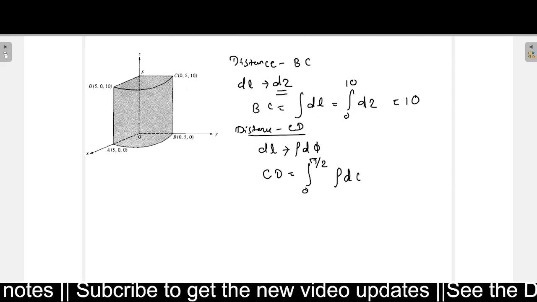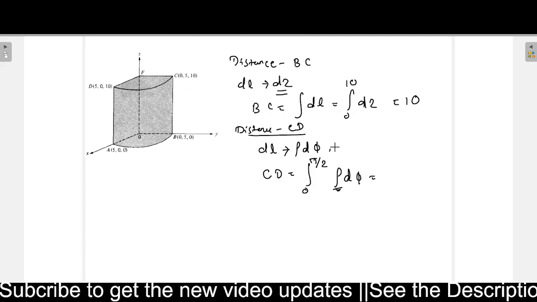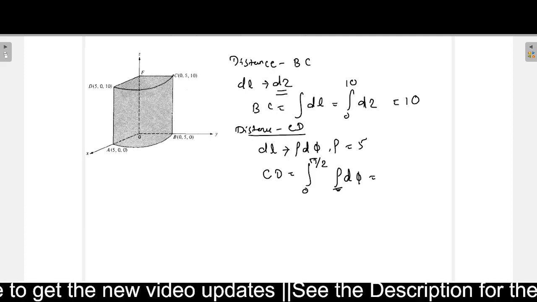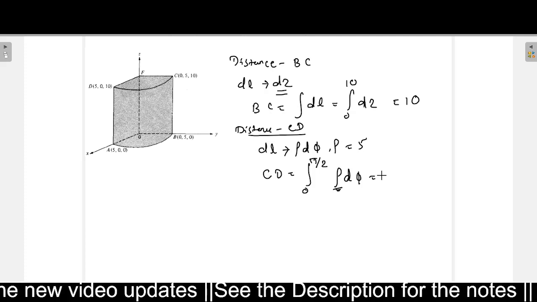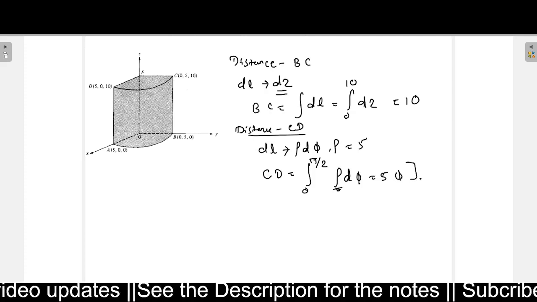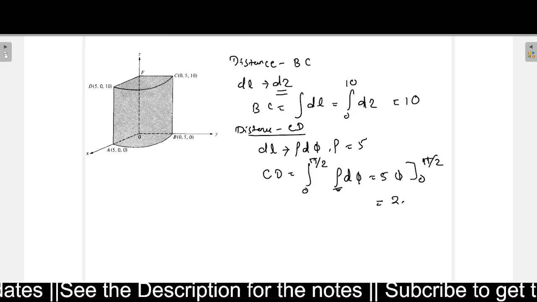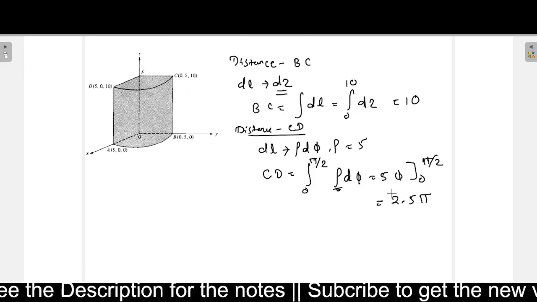Into rho d phi. So what is the rho value here? The rho value is constant at 5. You see this is rho, this is rho. Throughout this line the rho value is constant, that is 5. So it will be 5 into the integration of d phi from 0 to pi by 2, which equals 2.5 pi. Just put the pi by 2 here and you get 2.5 pi.